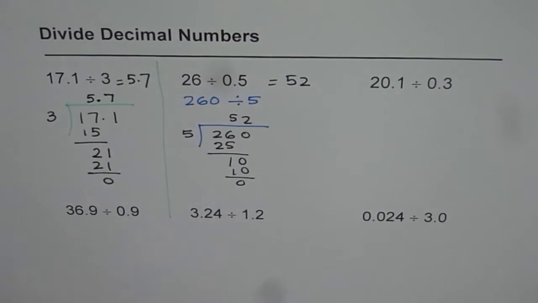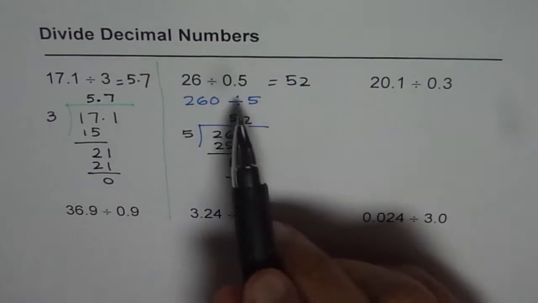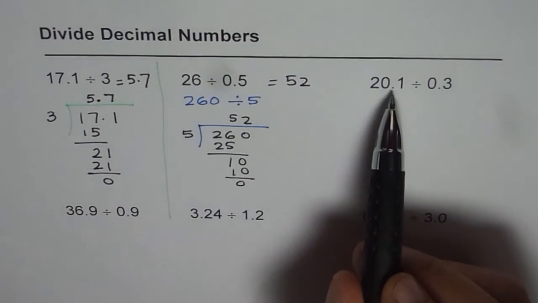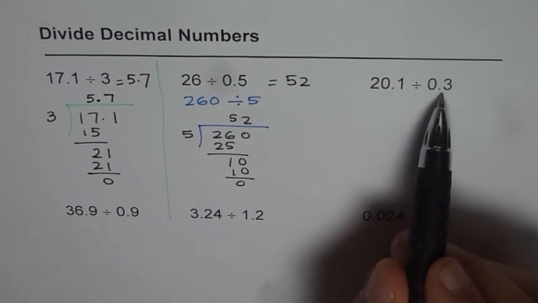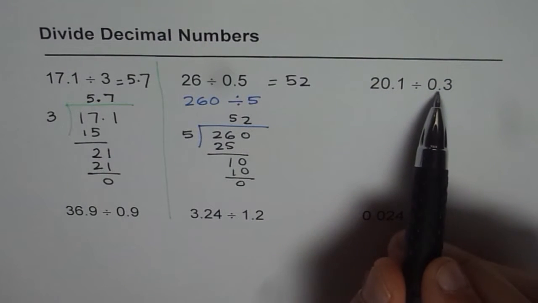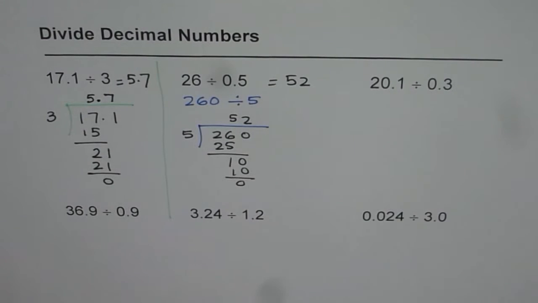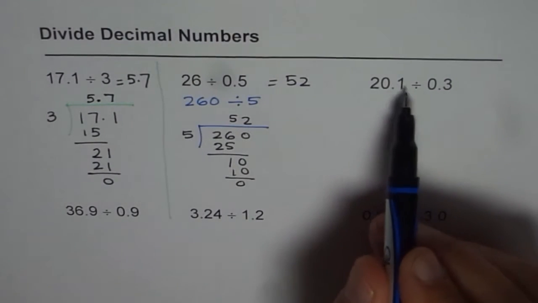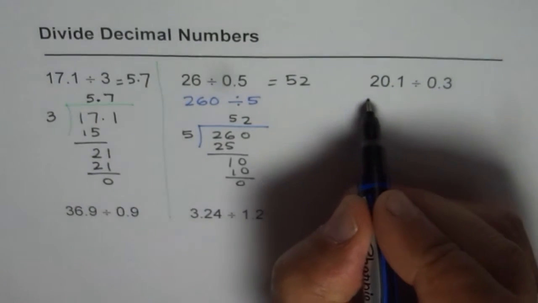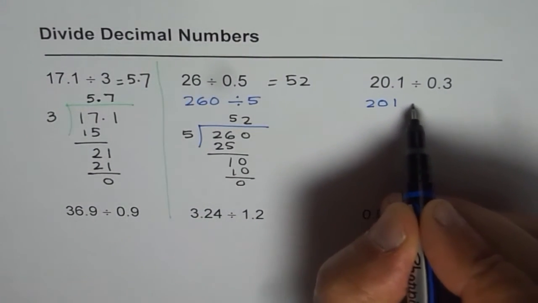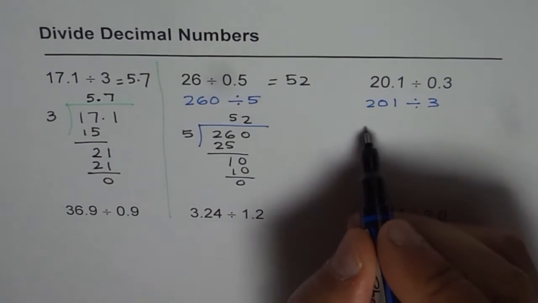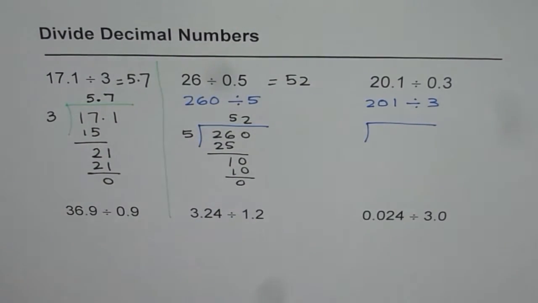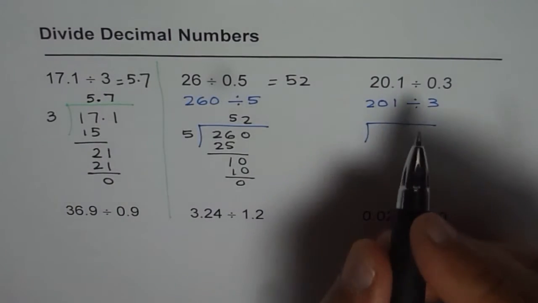Now the next one is slightly different from the previous one. We have 20.1 divided by 0.3. So the idea is not to have decimal numbers for the divisor, okay? So what should we do? We need to multiply both by 10. If I do that, I get 201 divided by 3. That is so simple, right? Now we can divide 201 by 3 and get our answer, right?